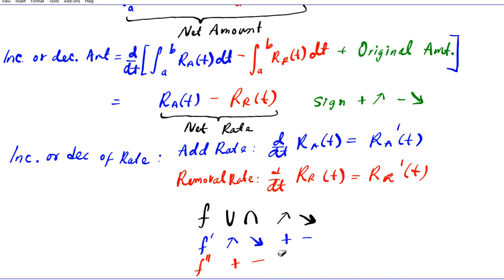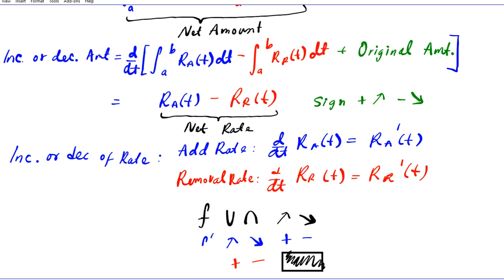Now let's go over what the fun chart tells you real quick. So this is just a black box right here. It doesn't tell you anything. What this tells us is that when f is increasing, f prime is positive. If f is decreasing, f prime is negative. If f is concave up, f prime is increasing, f double prime is positive. If f is concave down, f prime is decreasing, f double prime is negative. Okay, so that's basically what the fun chart is.